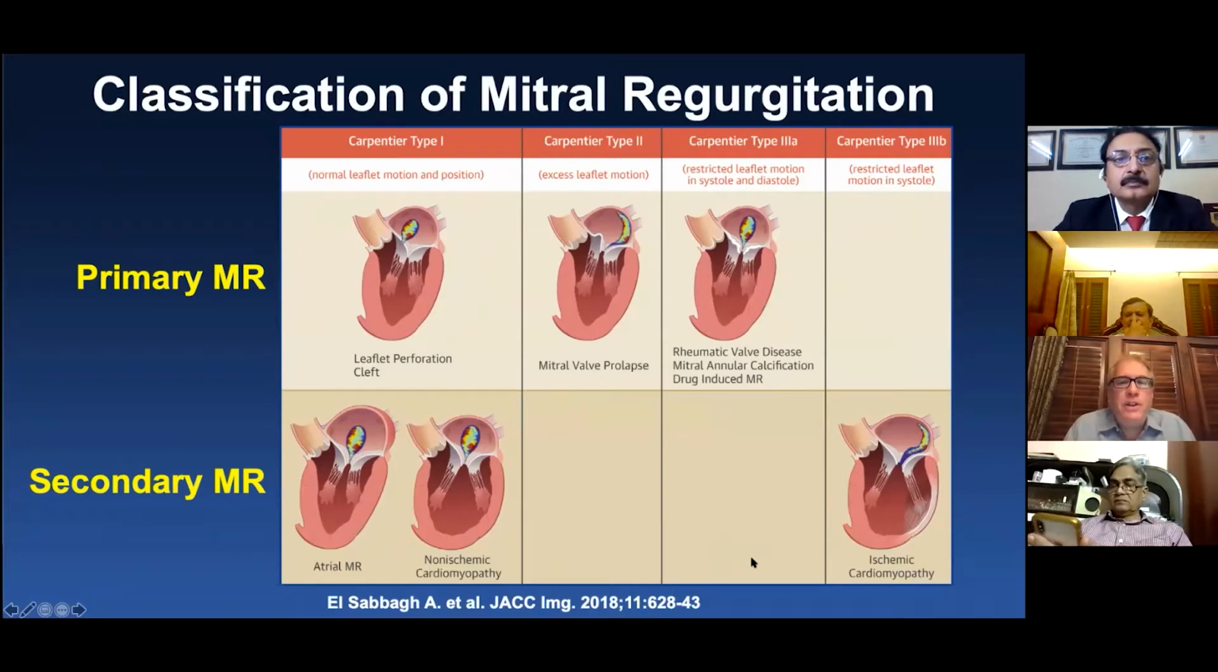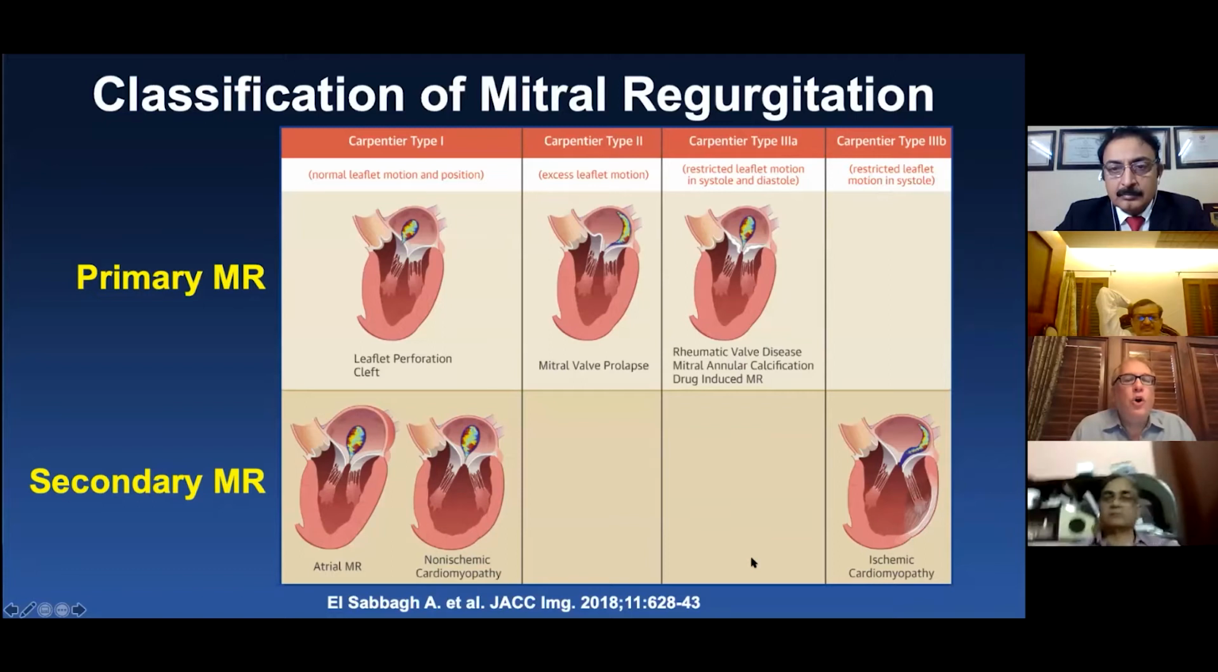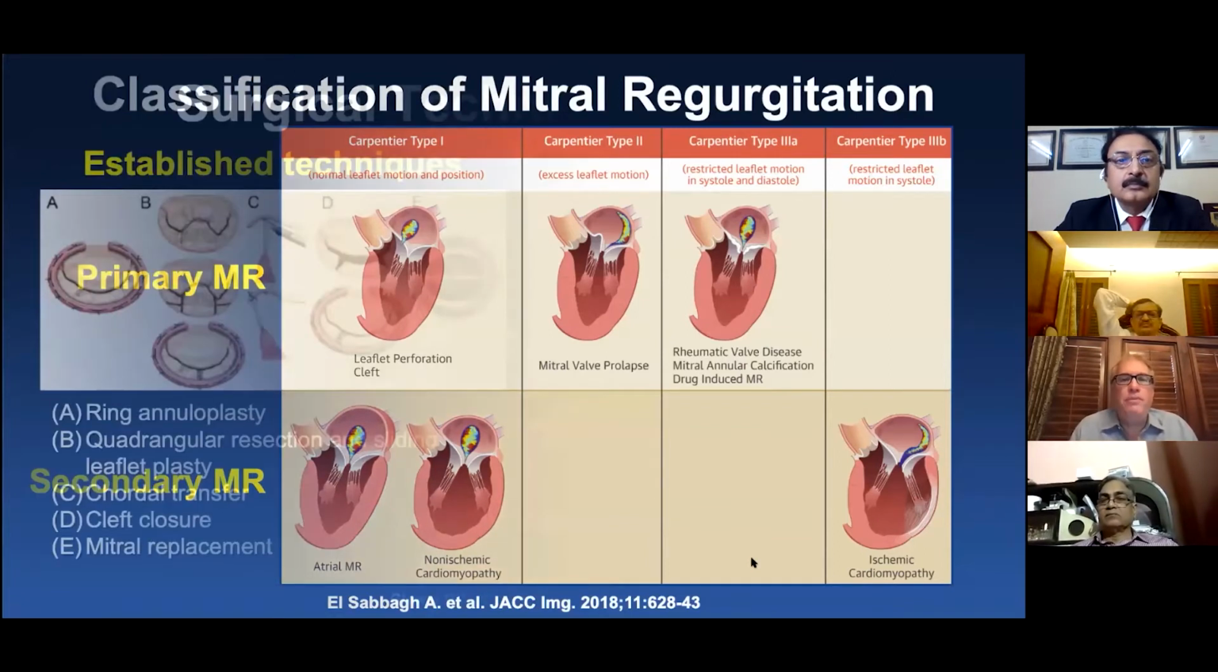You can see Carpentier type 1 is atrial functional MR or global left ventricular dilatation, which leads to a non-ischemic cardiomyopathy, and that leads to a central jet because of lack of coaptation of the leaflets, or ischemic cardiomyopathy type 3B, which leads to usually just restriction of the posterior leaflet after a posterolateral infarct. So we always think of mitral regurgitation as either primary or secondary, where there's a diseased valve, or primarily the valve essentially normal and there's a diseased cardiac chamber.